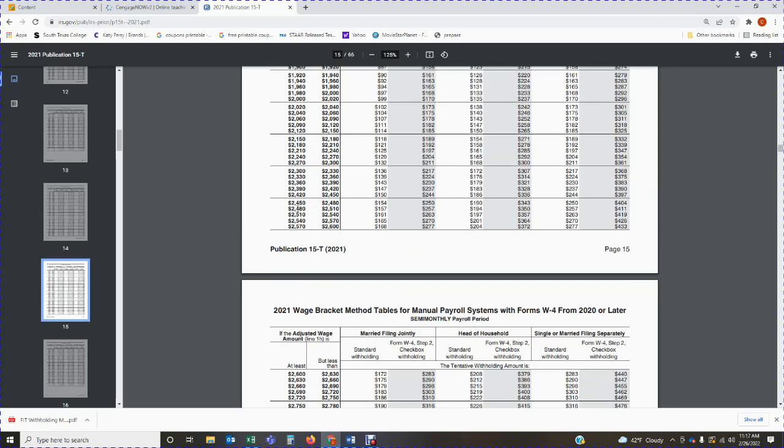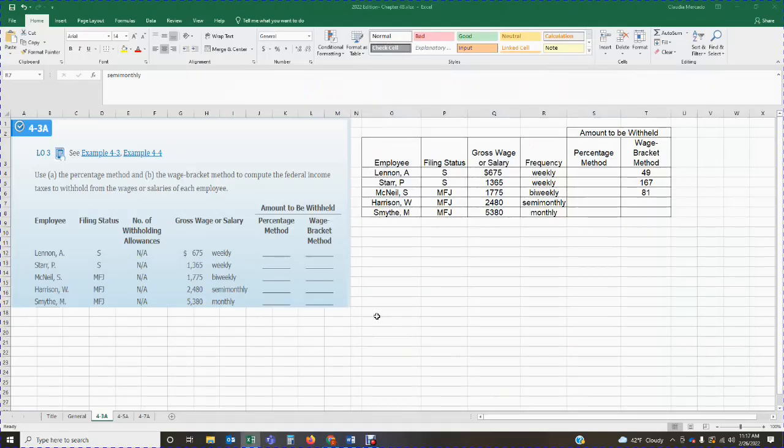So it'll be between $24.80 and $25.10, and we are married filing joint. That means I'm using that first column. That would be $157. So it's between $24.80 and $25.10. This employee, Harrison, makes $24.80 and is married filing joint. So we're going to use the $157.